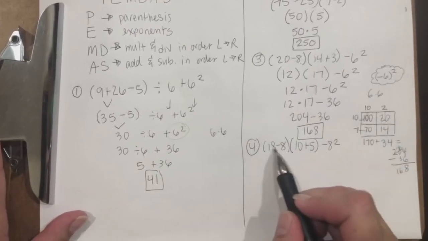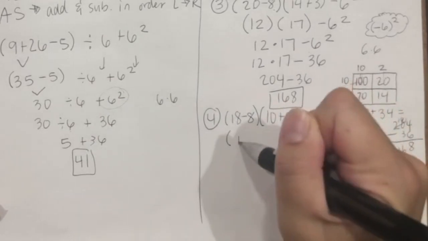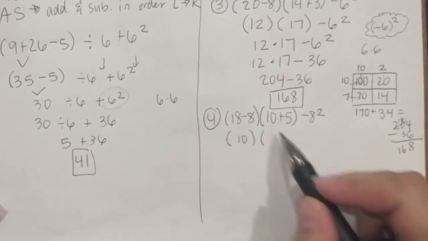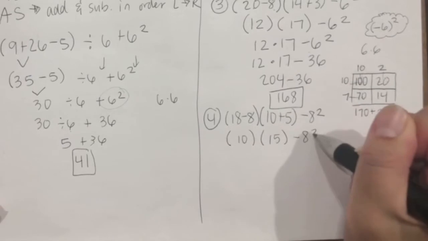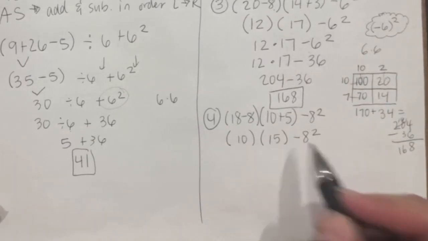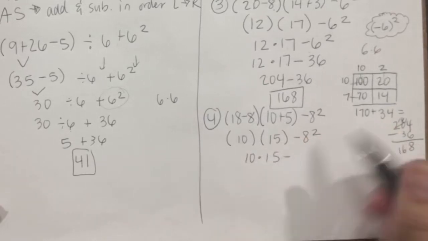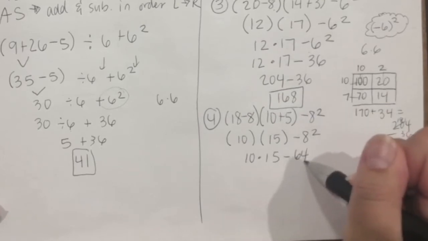Okay, let's do what's inside the parentheses first. 18 minus 8 is 10. Let's just jump straight and do this one inside the parentheses too. That'll be 15 minus 8 squared. 10 times 15 minus 8 squared. 10 times 15 minus, and 8 times 8 is 64.